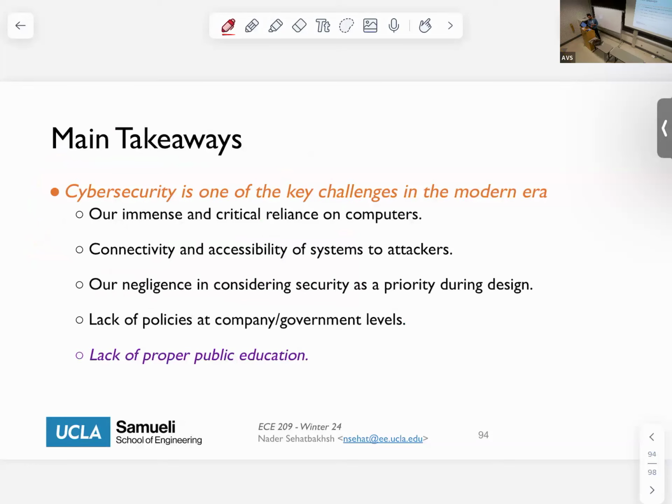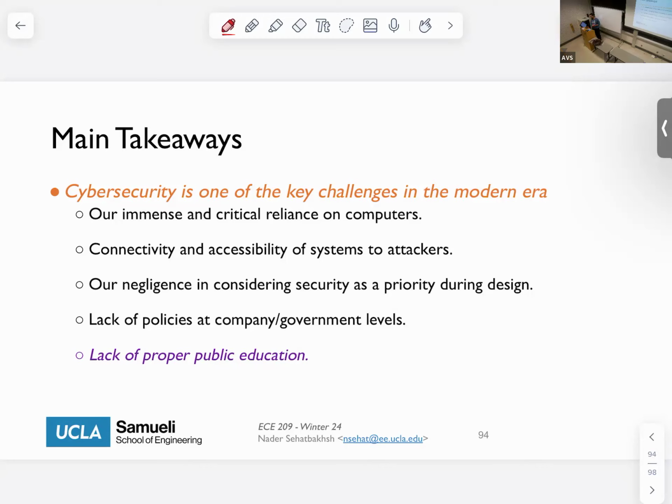Main takeaways of the course: cybersecurity is one of the key challenges in the modern era. Multiple things that we are seeing. One is that our reliance on computers is increasing. The connectivity and accessibility of these systems are growing, which means that it's also more accessible to attackers. We have been very negligent about security for the longest time. Many of our designs have not been secured by design. So there is a lot of catching up that we need to do.